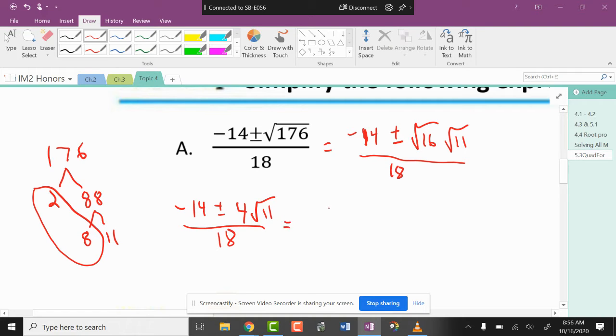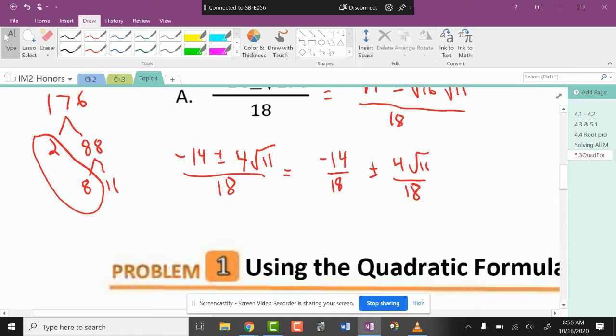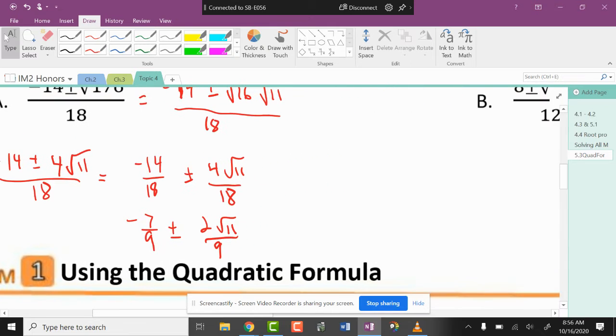And then one more thing you should do is maybe split these up into 2 separate fractions, so then you can reduce appropriately. I just want to make sure I have enough time to get through what I want today. I think we're good so far. 2 goes into both, so it's negative 7 over 9, and then 2 goes into both, 2 root 11 over 9. And that could be written as negative 7 plus or minus 2 root 11, all over 9. Get used to seeing answers like that.